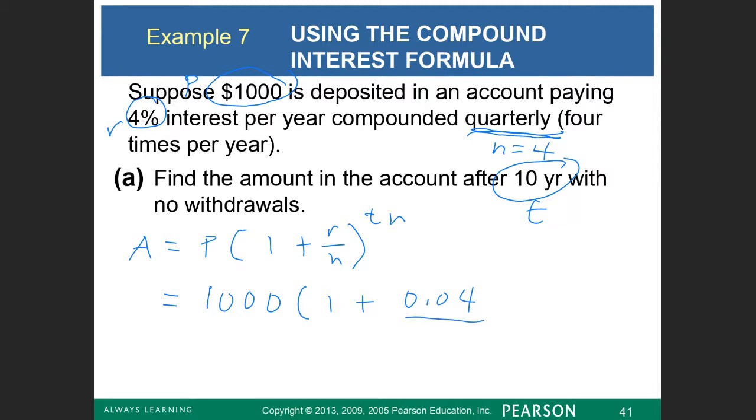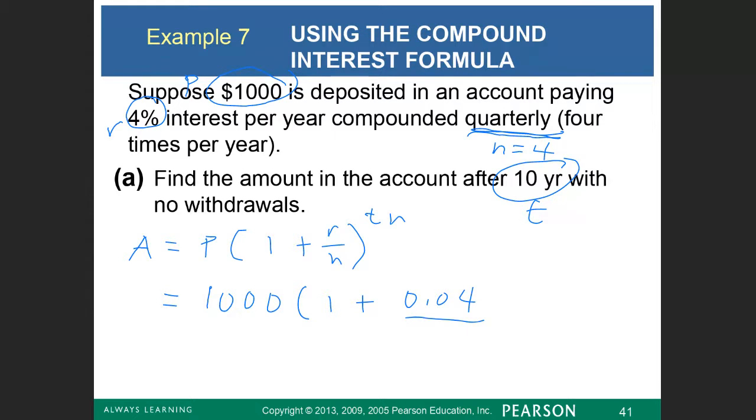Divided by our N, which is quarterly. So when you see quarterly, you have 4. If you have monthly, N is equal to 12. Daily, your N would be 365. If you say yearly, your N is equal to 1. Semi-annually, that would be N is equal to 2. So those are the terms that we have to note, so we will know what our N would be.